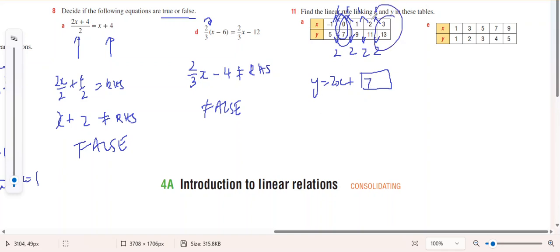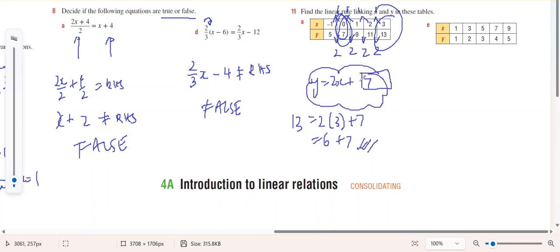Let's double check that for this point. 13 should equal 2 times 3 plus 7, 6 plus 7, beautiful, equals 13. So 2x plus 7. In this one here, my increase on the top is 2 and my increase on the bottom is 1.